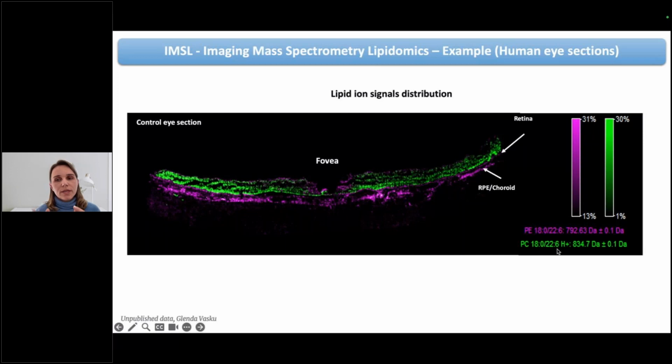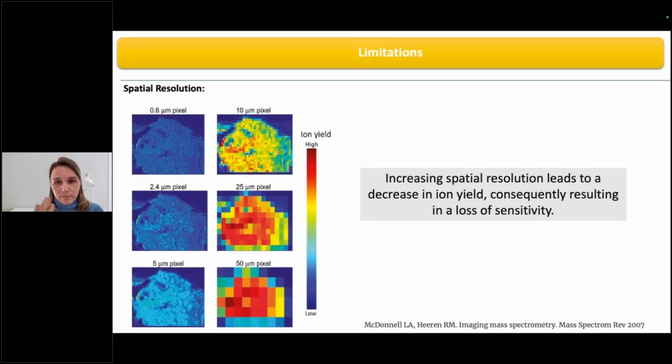18:0-22:6. What is particular about these species is that they both have the same fatty acids in their positions, but they differ in their polar head. So even a slight difference in their structure, like the polar head, would make these lipids have a different spatial distribution in this tissue. This is very important when we want to, for instance, compare control with disease groups, or when we simply want information about the distribution of these lipids in this kind of tissue.